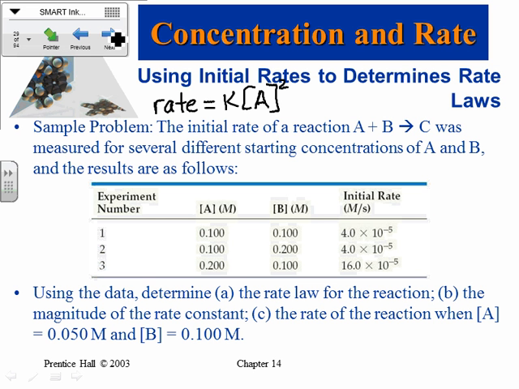This is second order with respect to A, because if I plug a 2 in here, 2 squared is going to give me 4. So let's say we had an initial concentration of A of 1, and then we double that to 2. 2 squared is going to give me 4, so it'll increase the rate by a factor of 4.